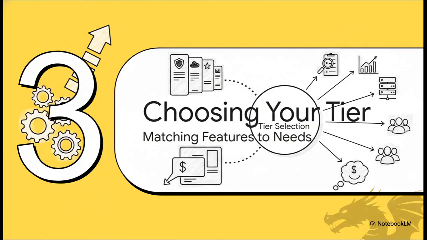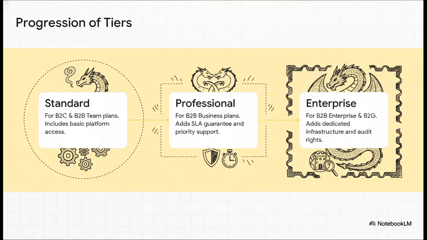Okay, so once you know your license type, the next big decision is picking your tier. This is where you get to match the specific features and the level of service to what your business actually needs to get the job done. DragonSource lays this out as a really clear ladder you can climb. There are 3 tiers: standard, professional, and enterprise. So let's take a quick look at what really separates them.